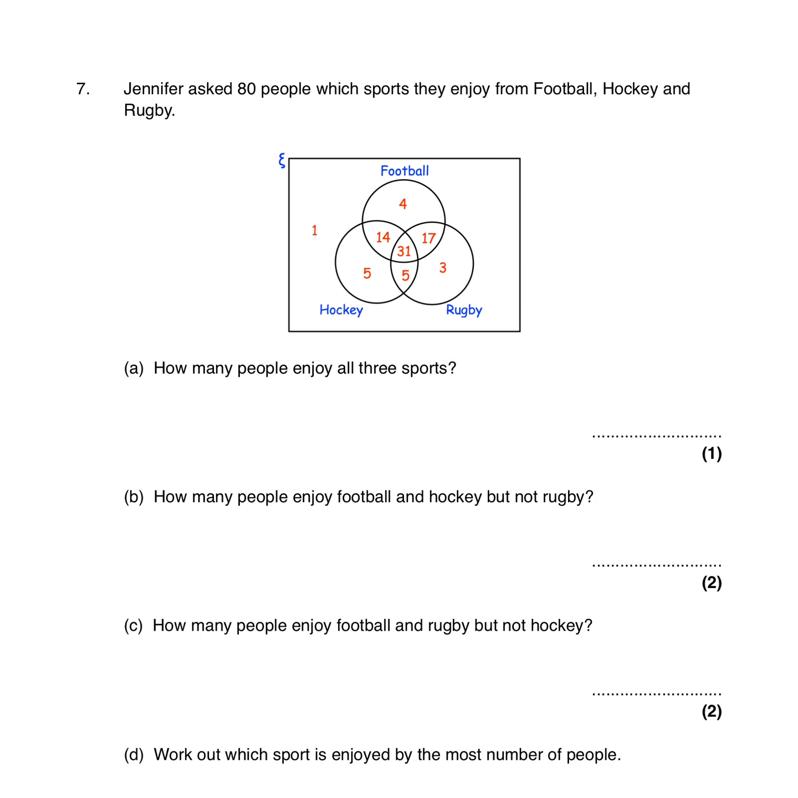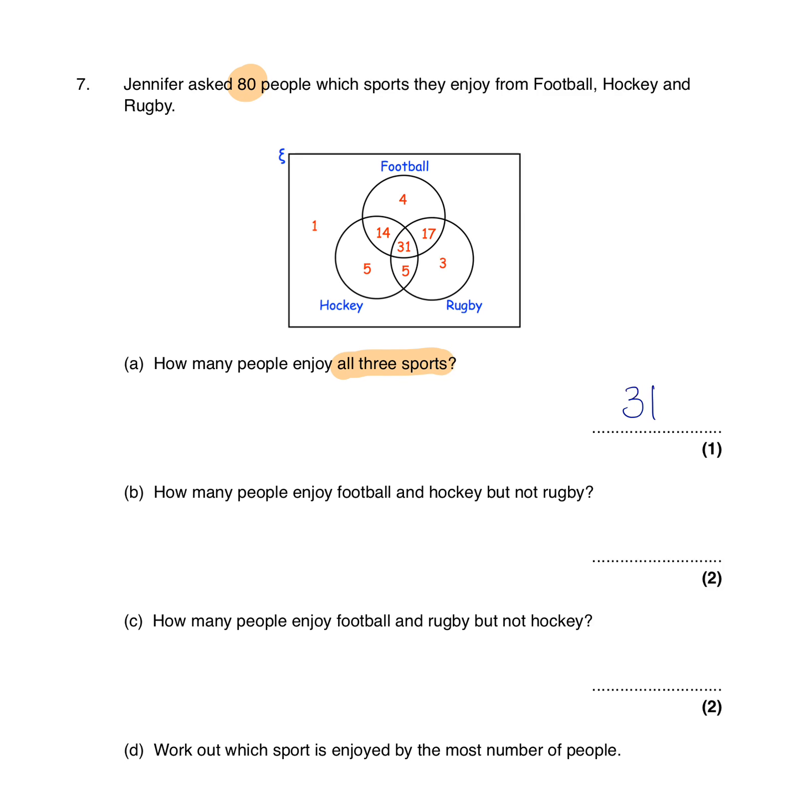Question 7. Jennifer asked 80 people which sports they enjoyed from football, hockey and rugby. So we've got 3 circles. The fact that she asked 80 people means that every section in there would add up to a total of 80. Part A, how many people enjoyed all 3 sports? That would be the 31 people here that are in the overlap of all 3 circles.